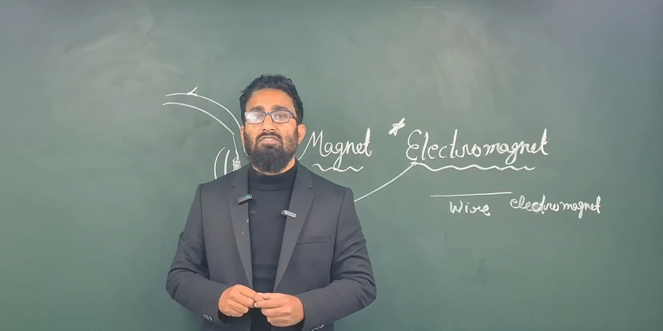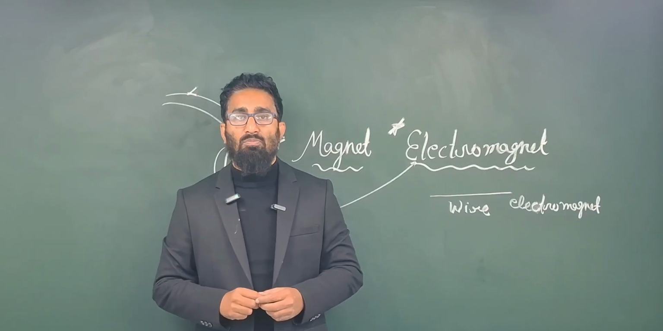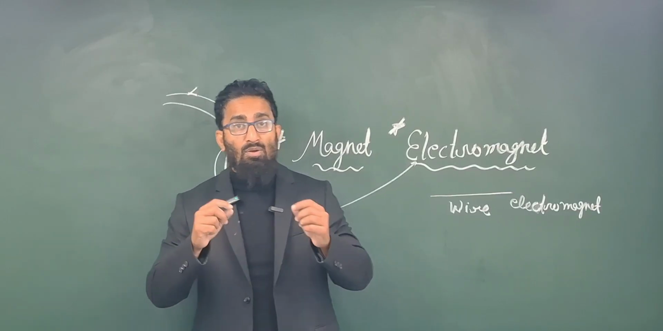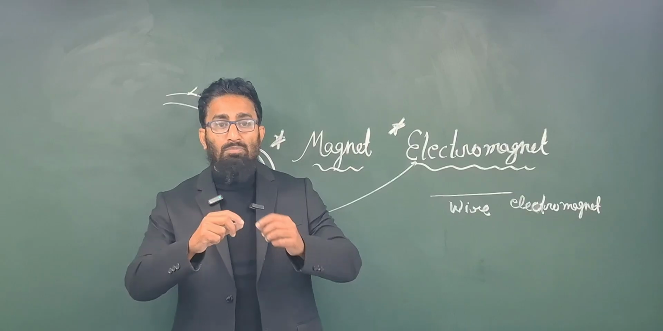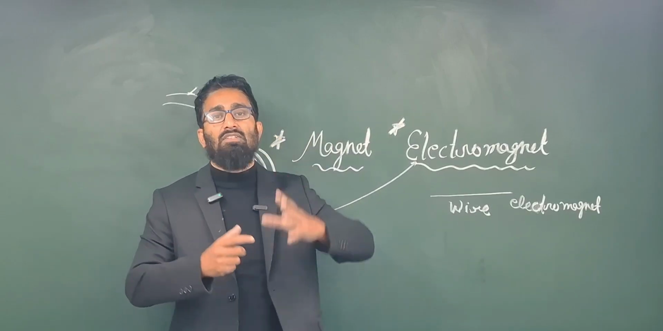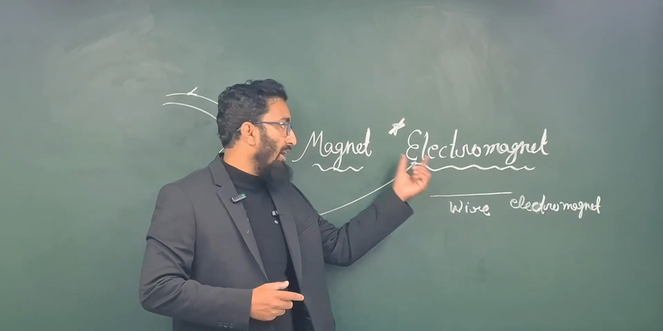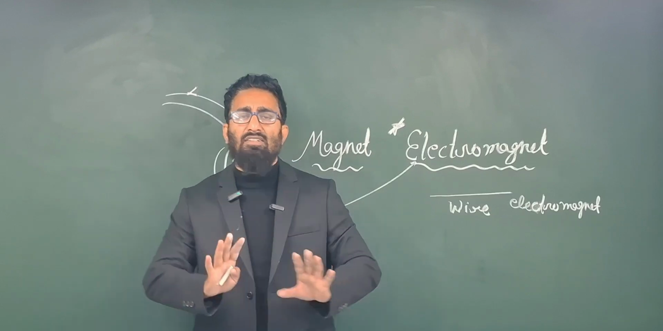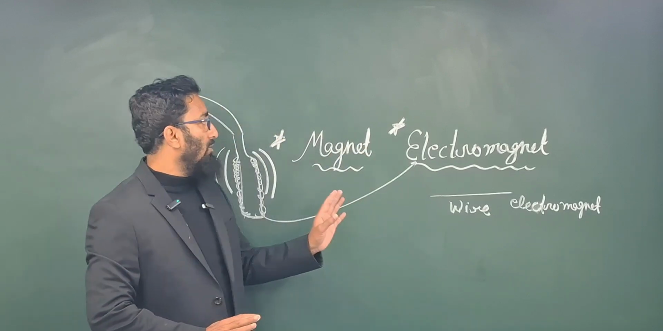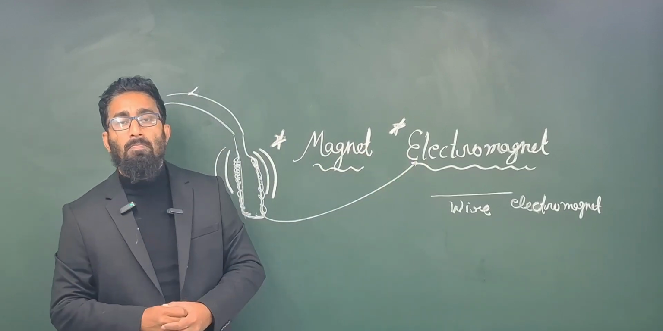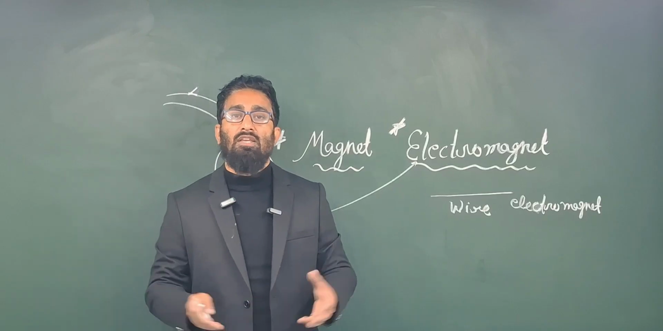I hope you understand the concept of magnet and electromagnet. What is electromagnet? Anything that produces magnetism with the help of electricity is called an electromagnet. And this is a natural magnet, but when we combine both, it works just like a motor or dynamo and whatever.